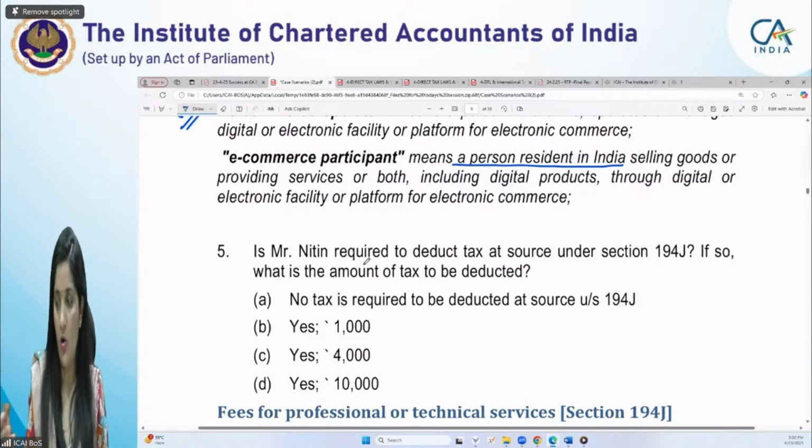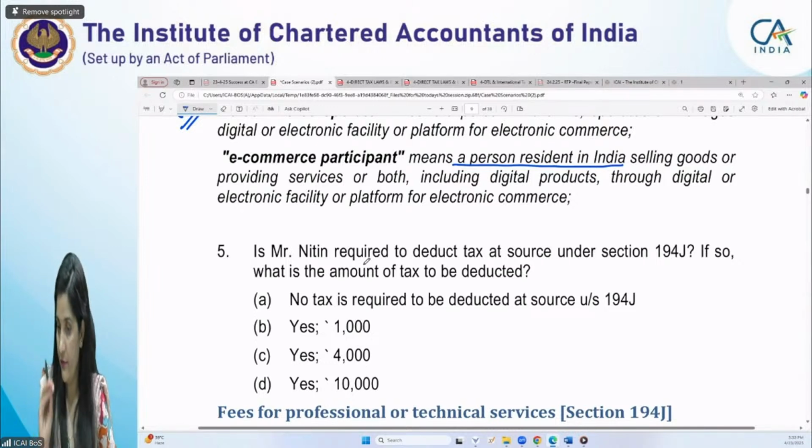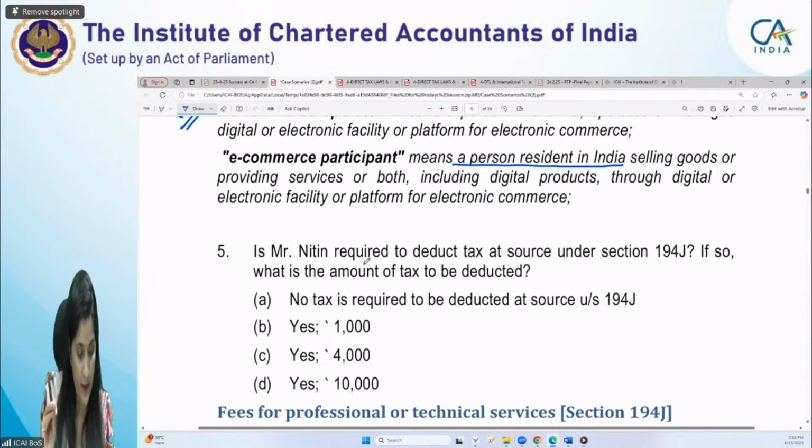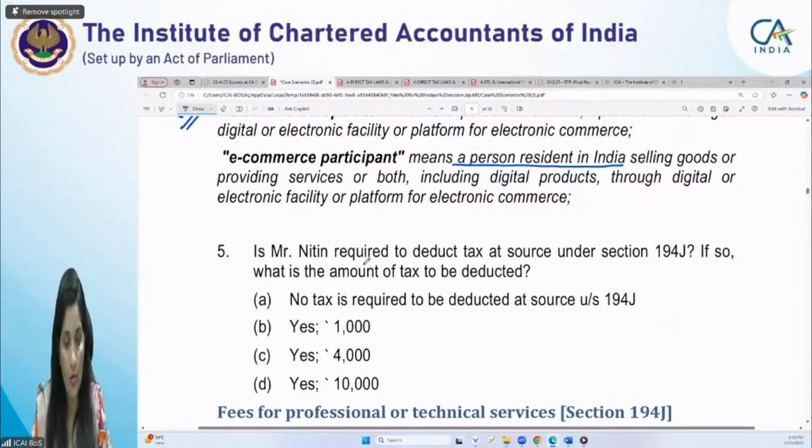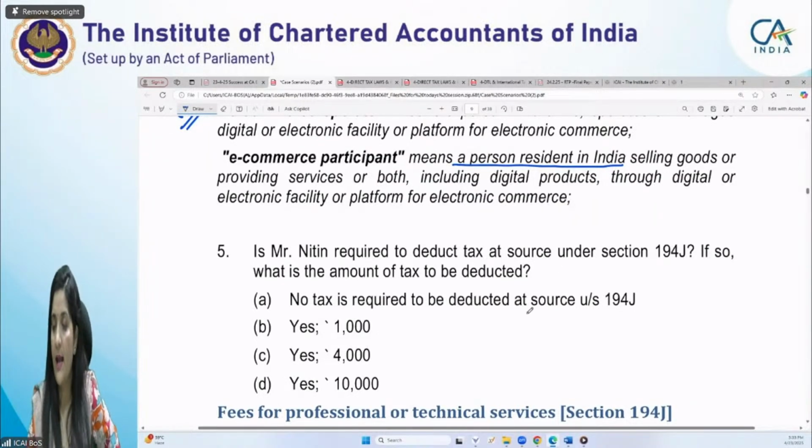Don't try to recall, in examination please go and see the facts again, verify the facts again. Okay, read once again properly. So, Nitin is required to deduct tax under section 194J. If so, what is the amount of tax to be deducted? On official payments, tell me how much amount will come?